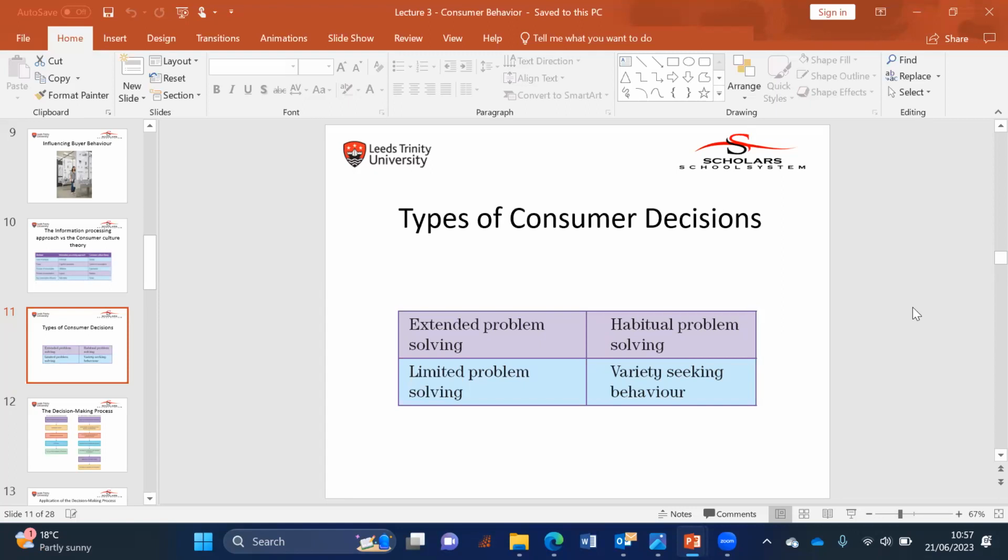And then there's variety seeking behavior. So some people get bored of buying the same things. So then they look out for variety. Okay, I've already tried this. Let's see what else is available. So these are 4 different types of consumer decisions.